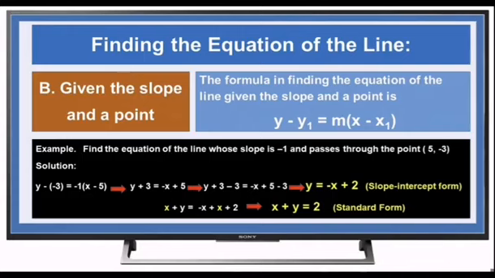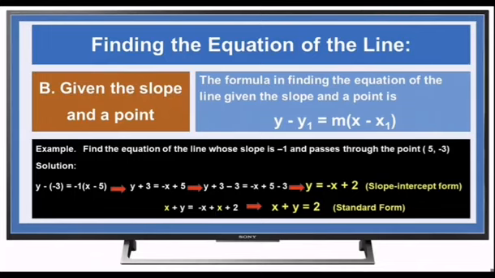To eliminate 3, we need to subtract 3 from both sides of the equation. So we have y plus 3 minus 3 equals negative x plus 5 minus 3. Therefore, we have y equals negative x plus 2 as the slope-intercept form.